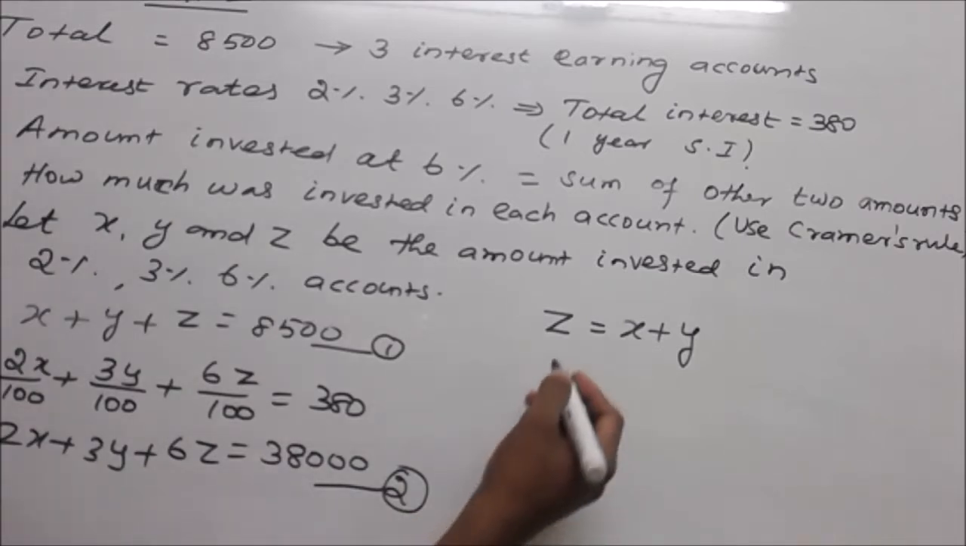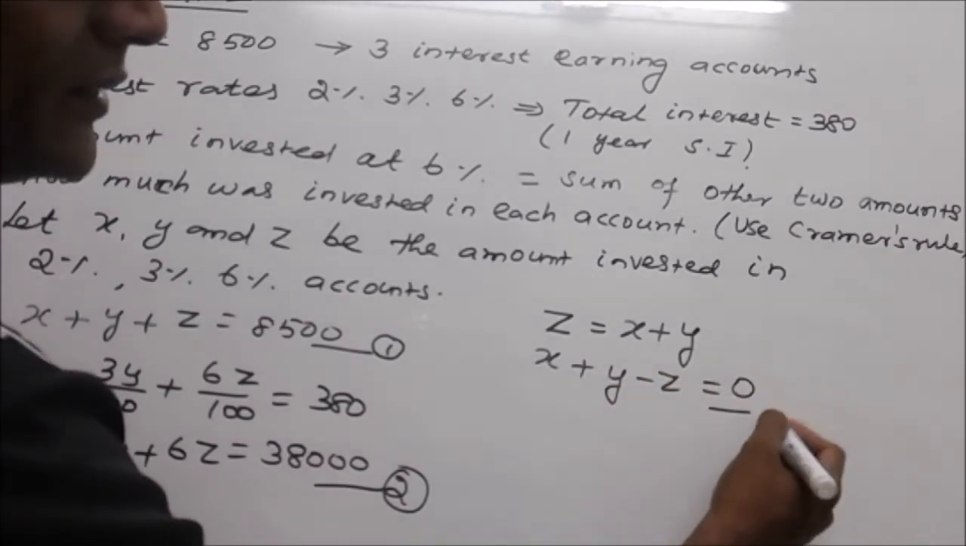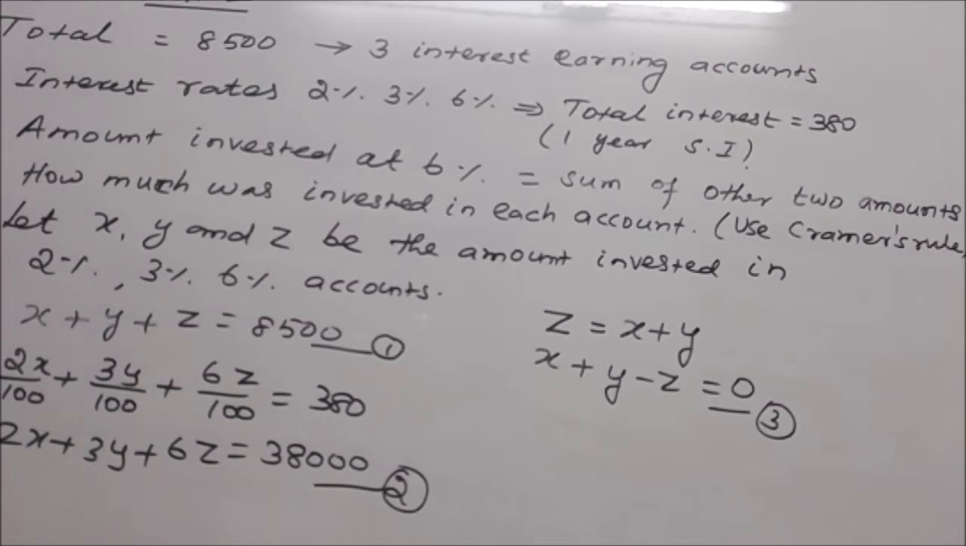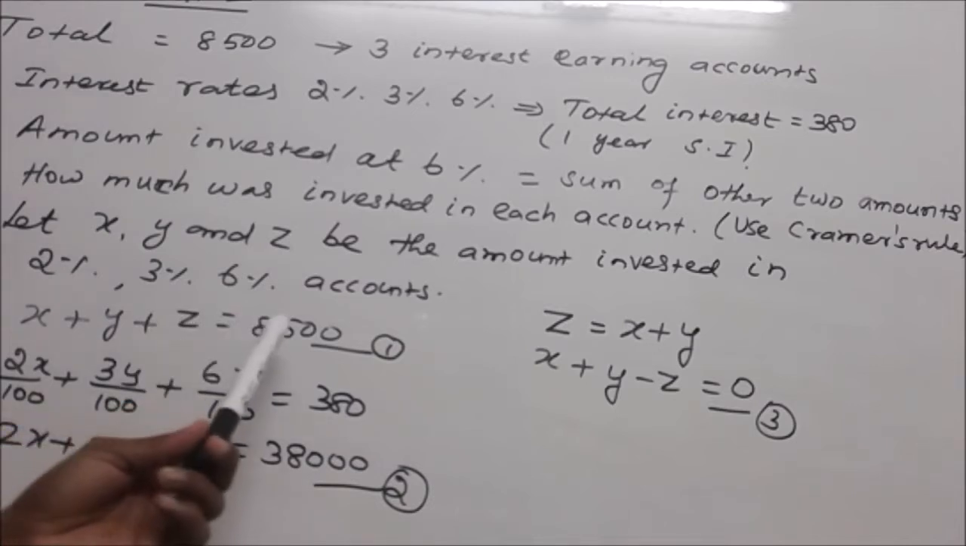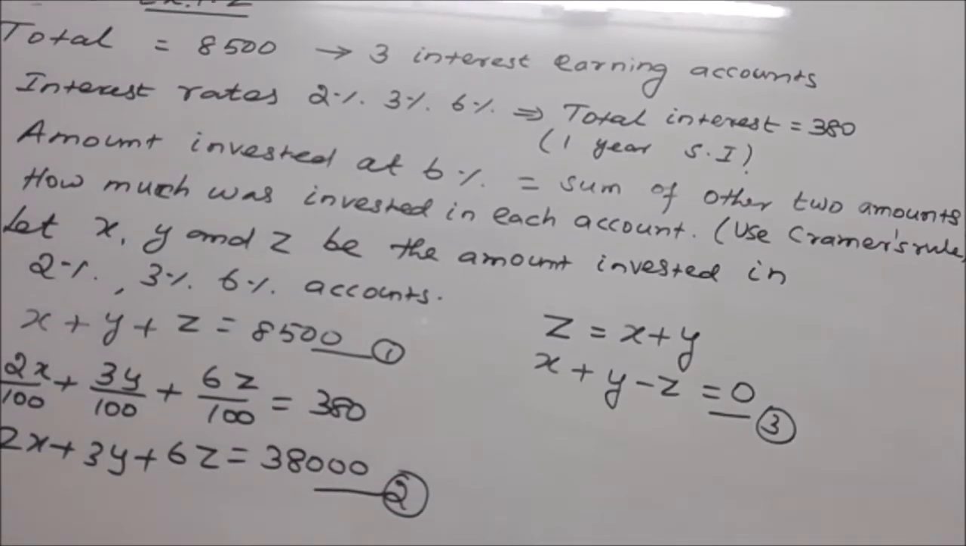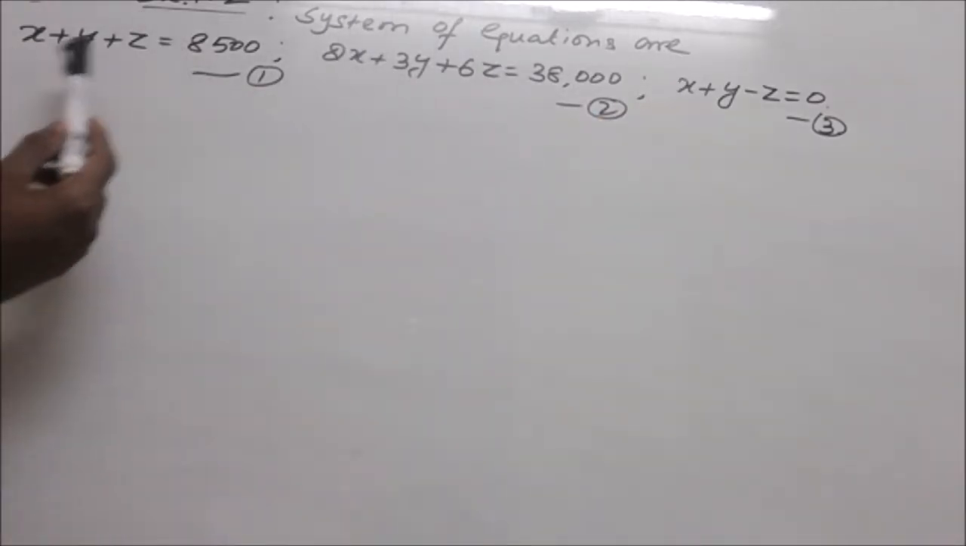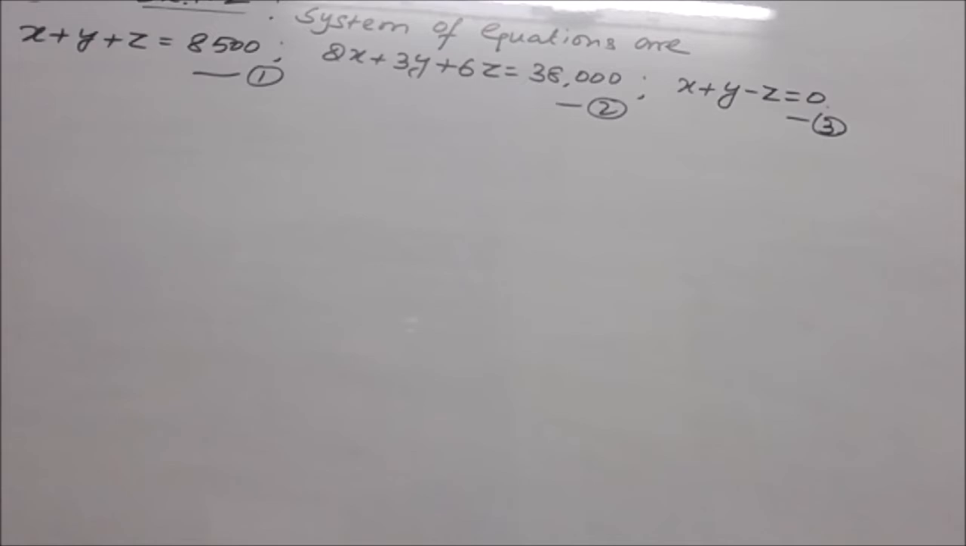Now we are moving to the third equation, X plus Y minus Z equal to 0. This is the third linear equation. We should solve the three equations 1, 2 and 3 using Cramer's rule. I have rewritten the system of equations here. X plus Y plus Z equal to 8500, and 2x plus 3y plus 6z equal to 38,000. X plus Y minus Z equal to 0. Now we should find delta, delta X, delta Y, delta Z. Then we can move to X, Y, Z.